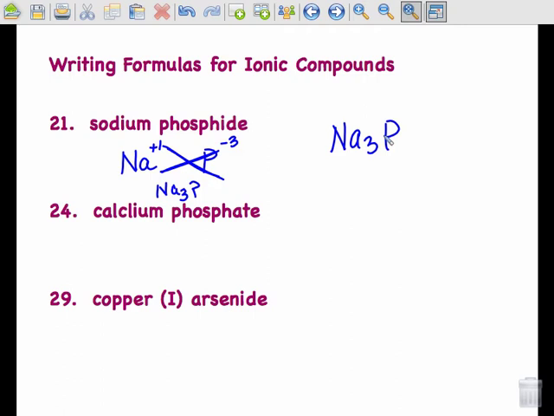Obviously, you don't bring down the actual plus or minus, and it becomes a subscript, so you write it lower, but the charge becomes the subscript. You don't write subscripts of 1, you would just leave that blank. And what's going to happen here is the charges actually are going to balance out.